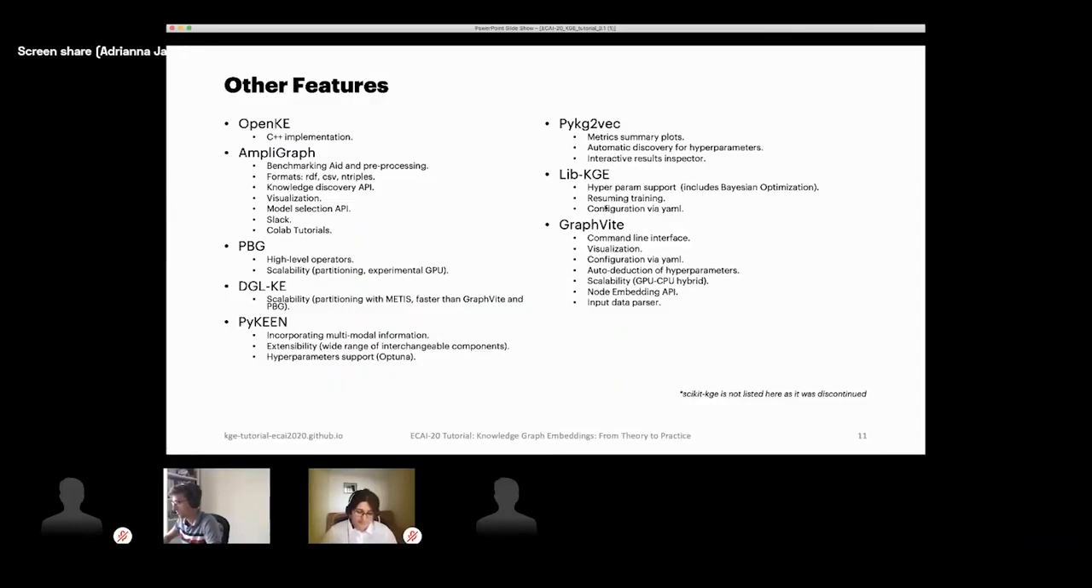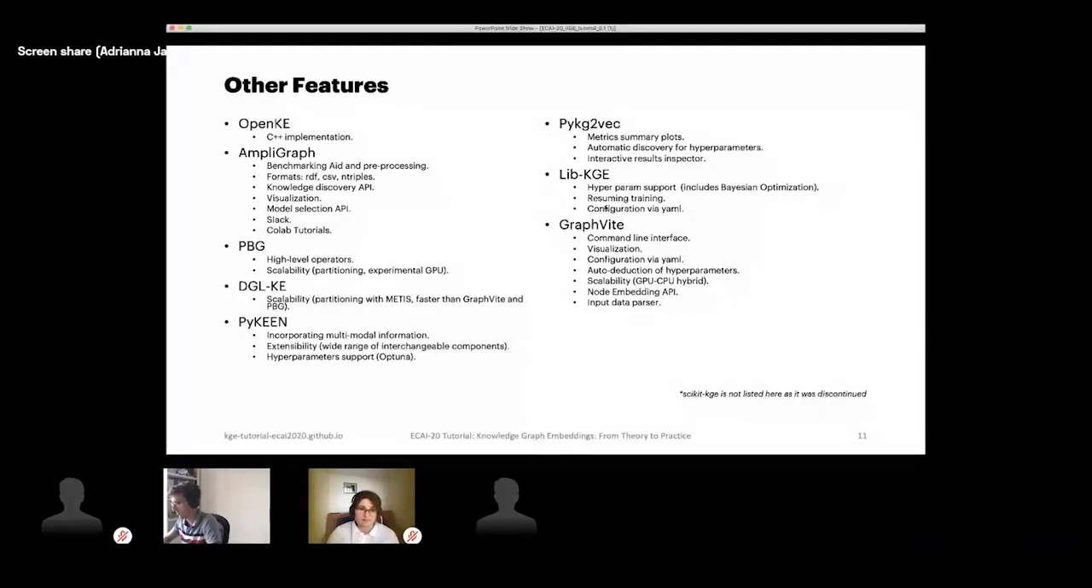Now we will switch to other features and add-ons specific to libraries. Because there is no criteria that we could expand on here, all the features were just gathered together. So if you need some C++ implementation, you can go to OpenKE, as this library has these implementations. Maybe you need some more help in benchmarking or pre-processing, and also different formats like RDF, CSV, and triples.